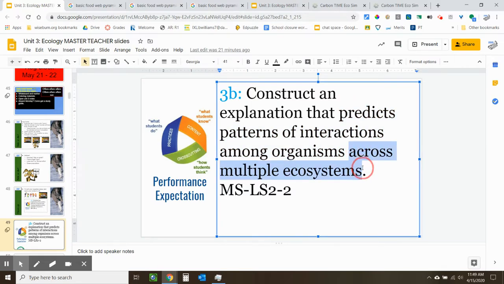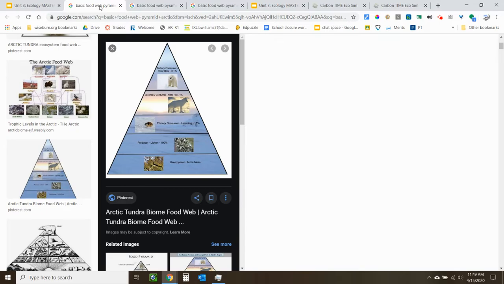What do we mean by across multiple ecosystems? So what we're trying to point out is that whether you are in the tundra or a forest or the ocean or anywhere, even the desert, the interaction of the different organisms is going to be the same no matter where you are. So, for example, you may remember from lower school grades that there's what's called a food pyramid.